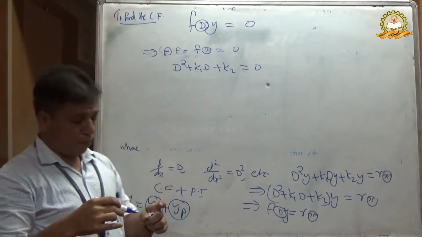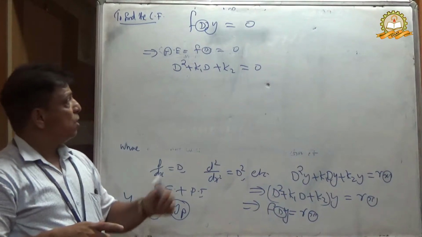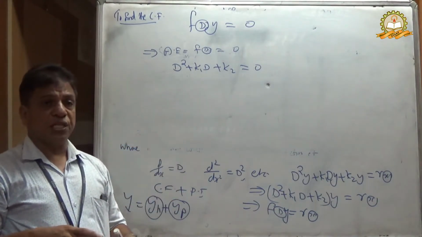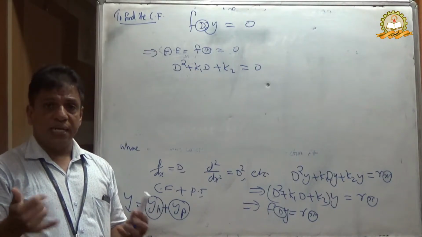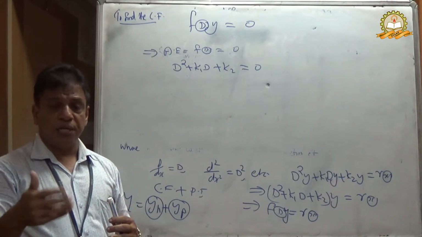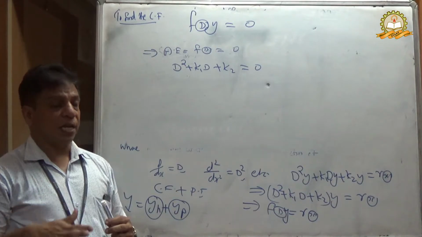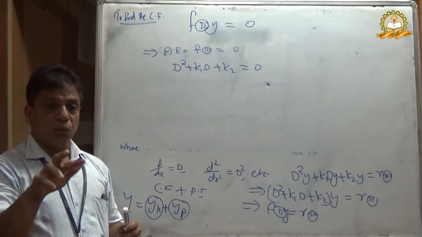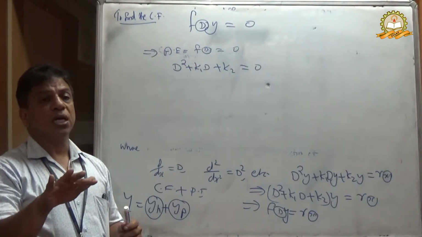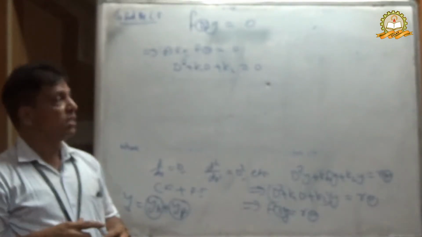This is a polynomial equation. When we solve this polynomial equation, we get roots. The roots are real and distinct, the roots are repeated, or the roots are imaginary. Therefore, we consider three cases.